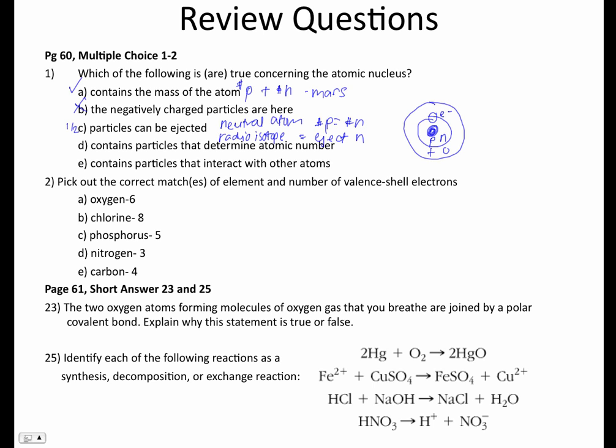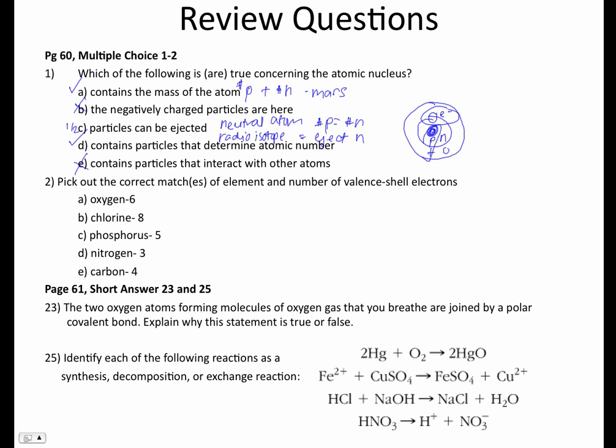Contains particles that determine the atomic number. What specifically defines our atom? Good, that's going to be our protons. So this is yes. And contains particles that interact with other atoms. Well, what gives us our bonds and our interaction between other atoms is the electrons, whether we have enough electrons in our outermost shell or if we just want to donate that. And so this has to deal with electrons and not our nucleus.